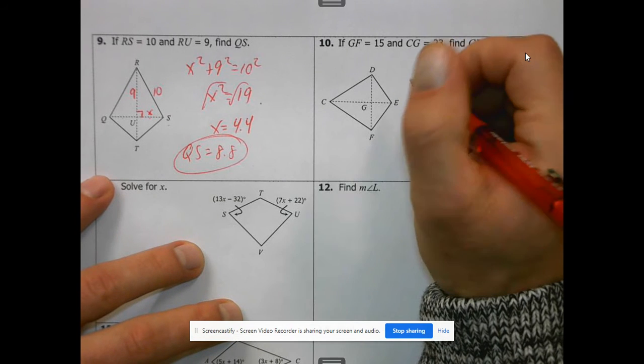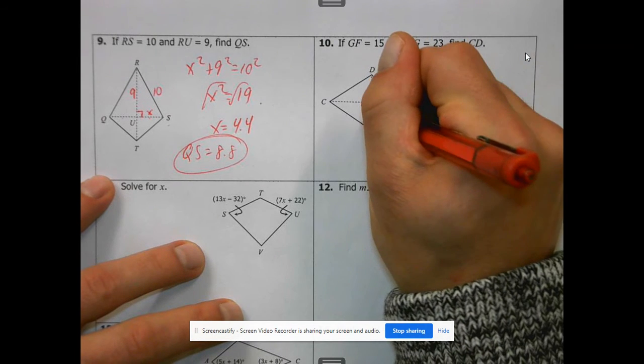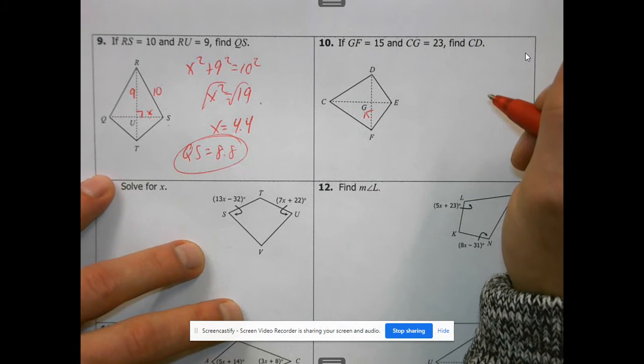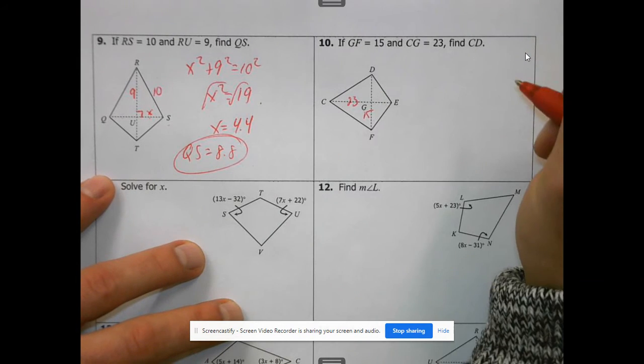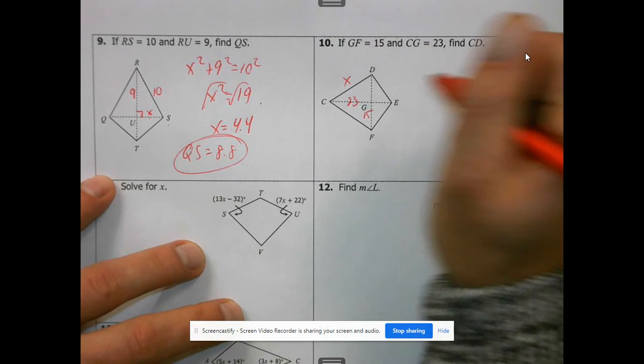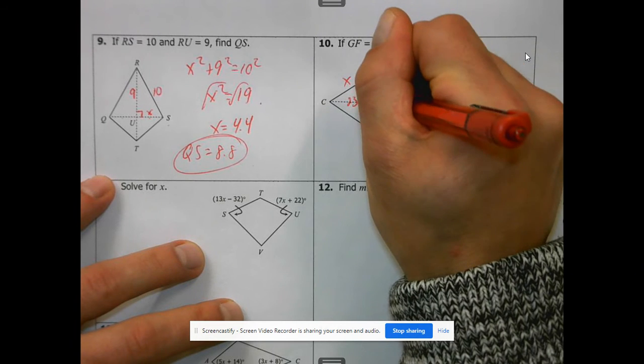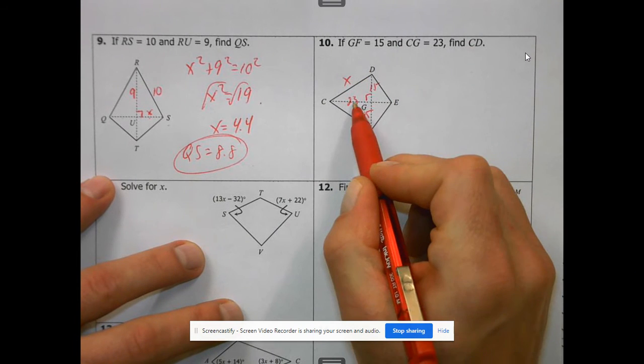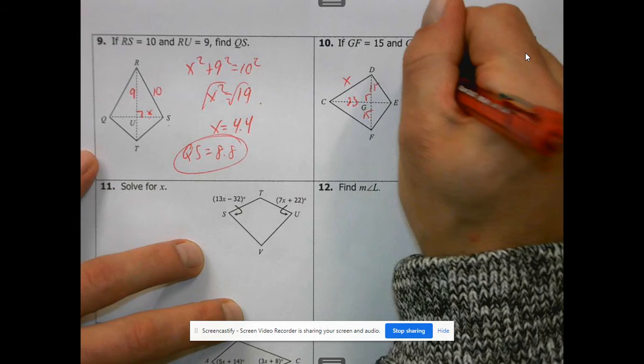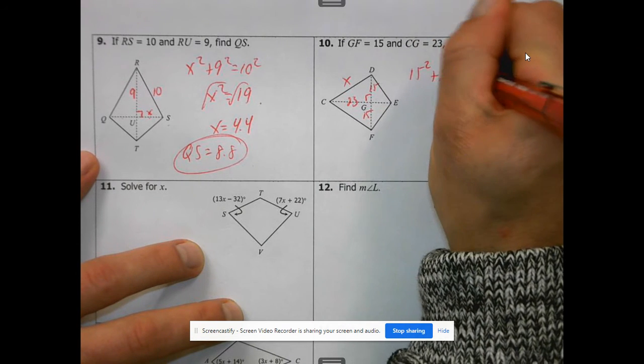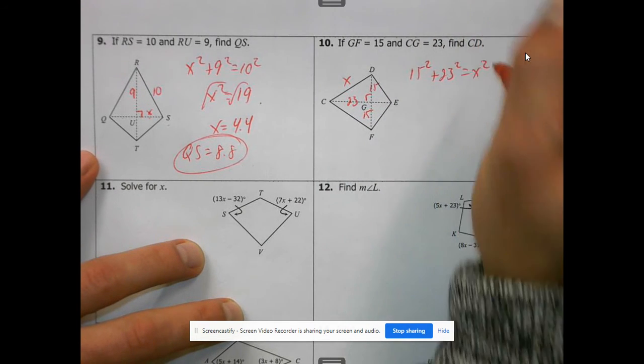Number 10, G to F is 15. C to G is 23. Find CD. Well, I know it's 15 over there as well. There's my 90. A squared, B squared, C squared. 15 squared plus 23 squared is X squared.